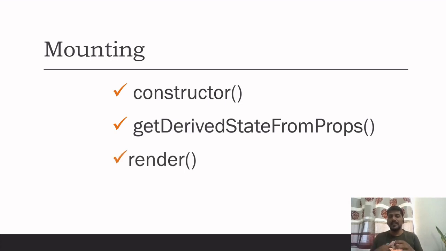Then the render method gets called. The render method is basically the mandatory method. We have to define it. All the other methods get called only if we define them. If we don't define them, they will not get called. But the render method is mandatory, and it contains JSX code, so it returns just the UI.